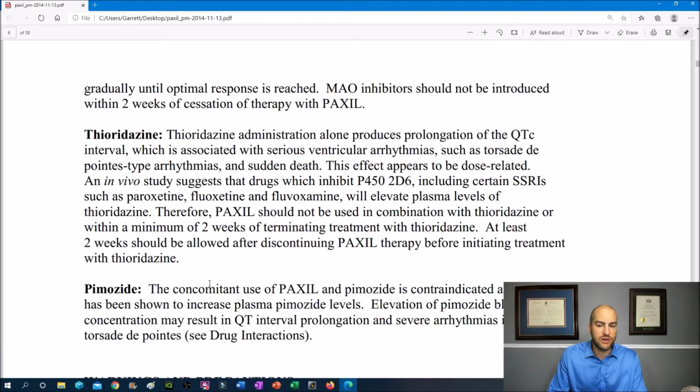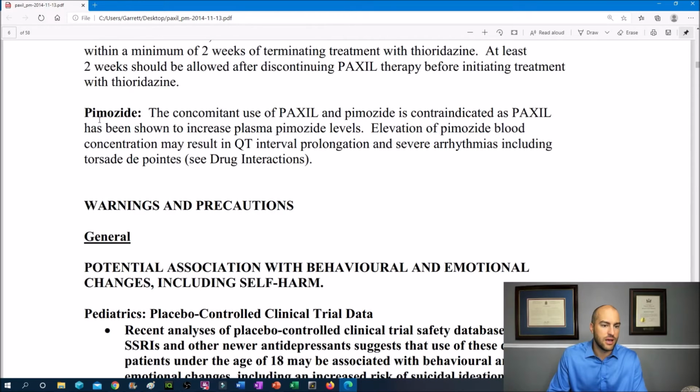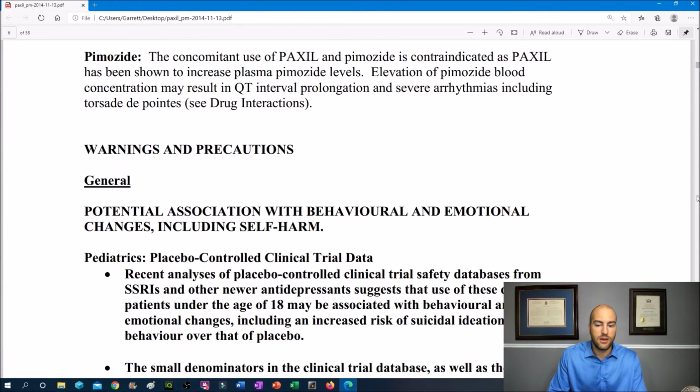So these ones here, I'm not going to read through them. The monoamine oxidase inhibitor one was important. These ones are obviously they're all important, but I'm just going to see the name here. Thioridazine and Pimozide. So those are other medications that it looks like you can't use with Paxil. All right, so precautions or warnings and precautions.